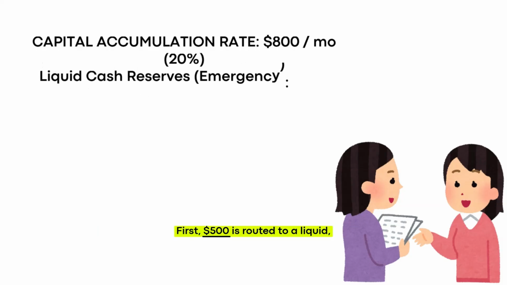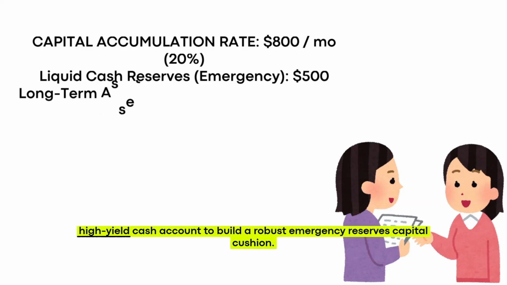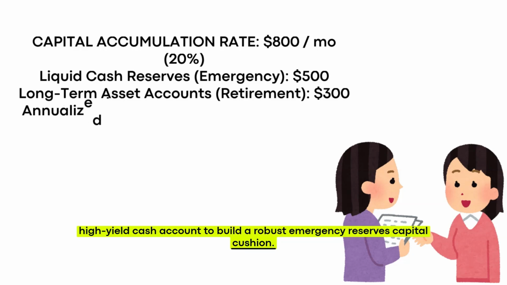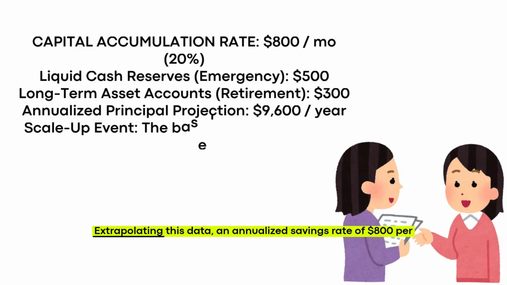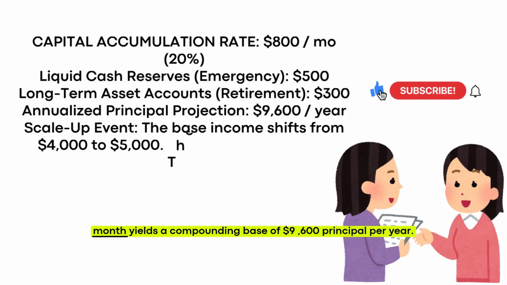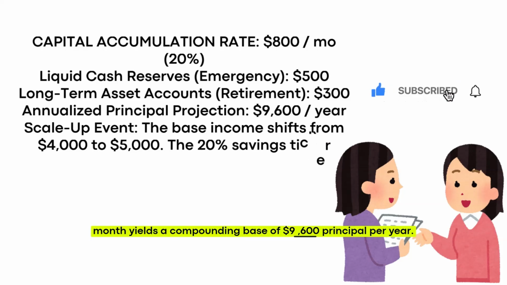First, $500 is routed to a liquid, high-yield cash account to build a robust emergency reserves capital cushion. The remaining $300 is directed into long-term retirement accounts. Extrapolating this data, an annualized savings rate of $800 per month yields a compounding base of $9,600 principal per year.